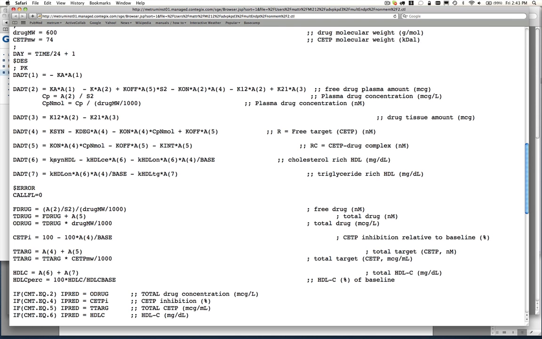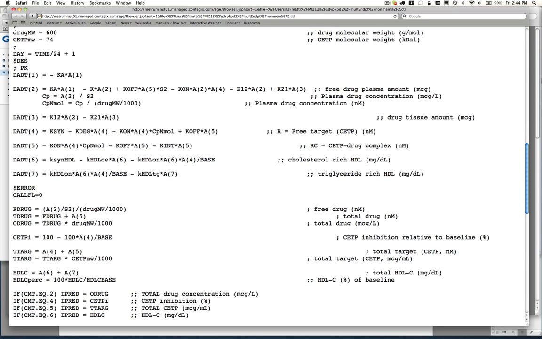Compartments 6 and 7 are the two sub-units or sub-moieties of HDL cholesterol. So we've got the CE-rich in 6 and the triglyceride-rich in 7. And again, we've got a synthesis rate of the HDL cholesterol being formed first as the cholesterol ester-rich moiety. It has a removal rate, so that down arrow from the schematic. And then it also can be converted into the triglyceride rich.